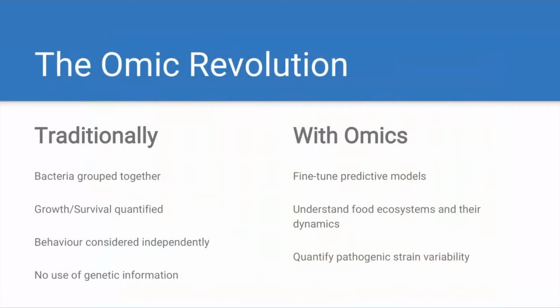So traditionally, when we're developing predictive models, we group bacteria together, we quantify growth and survival in some numerical method, and we consider the behavior of different bacteria separately, and we don't use genetic information in any real way. With omics, now we can fine-tune these predictive models, and I'll present some examples of how we can do that. We can understand food ecosystems and their dynamics, and we can quantify strain variability. We know that within a given species, different strains can behave in very different ways, and omic data, like whole genome sequencing, allows us to differentiate.